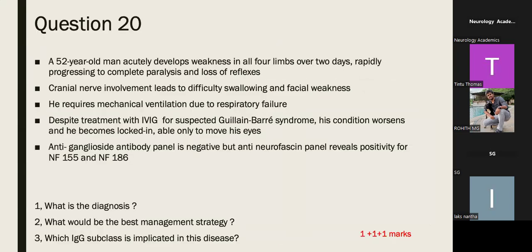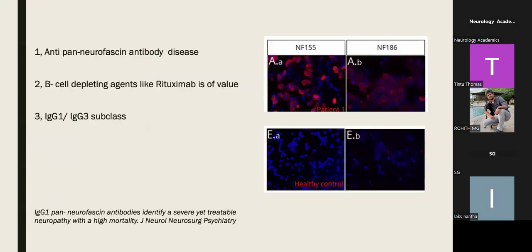The question number 20 was a case scenario where a 52-year-old man acutely develops tetraplegia with the cranial nerve involvement and respiratory failure, requiring mechanical ventilation and worsening despite giving IVIG. And later on, the Neurofascin panel was positive for both NF155 and NF186. The disease is the anti-pan Neurofascin antibody disease.